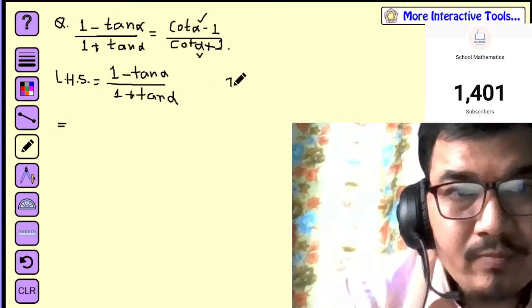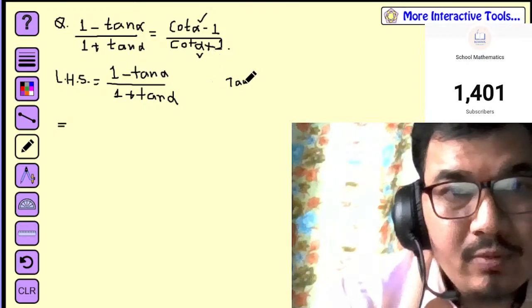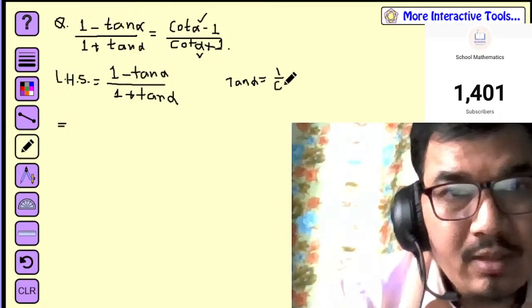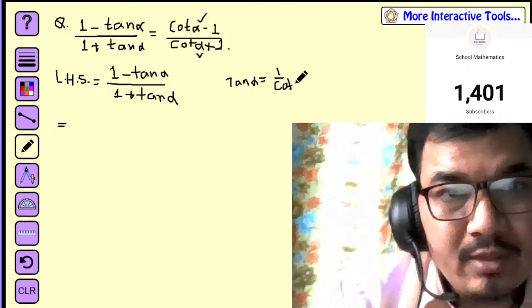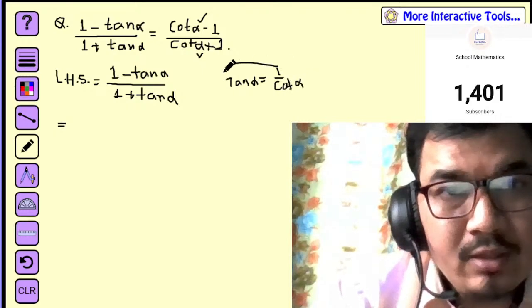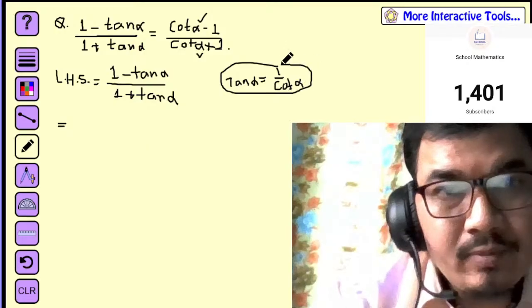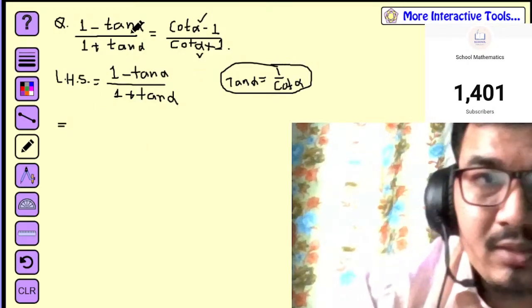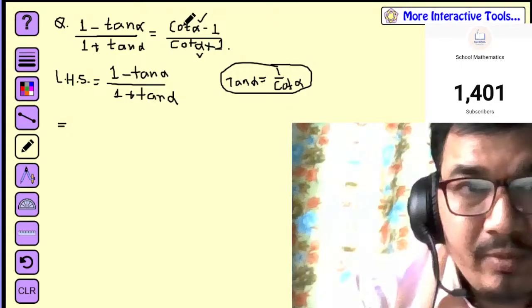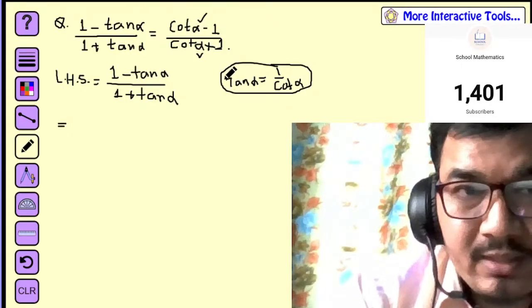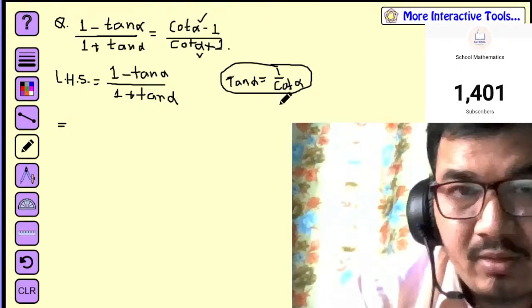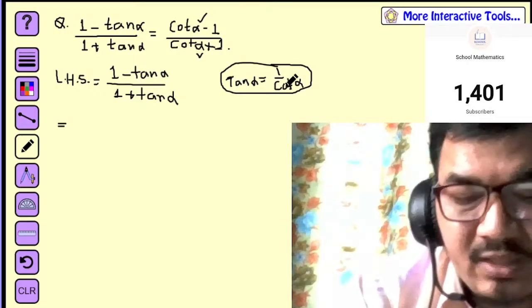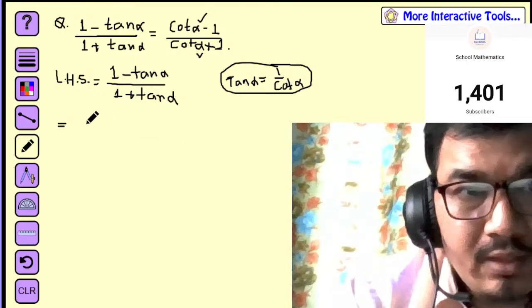There is only one relation that we can bring from tan into cot. We know tan alpha means what do you know? We have the formula tan alpha equals to 1 by cot alpha. This relation we have to use here, because from this tan we need to bring cot. Tan alpha equals to 1 by cot because tan and cot are reciprocal to each other.